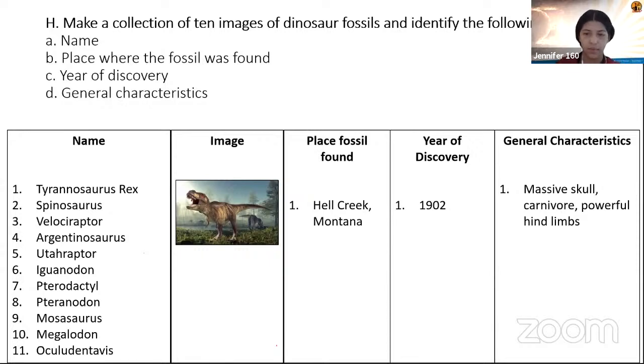So here I provide some examples. You're supposed to provide some examples by searching for the name, the place the fossil was found, the year of discovery, and the general characteristics. I have the first one done. You guys can take a picture of this and do that one.